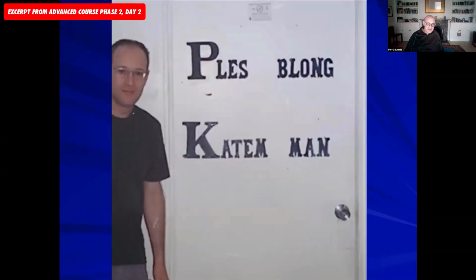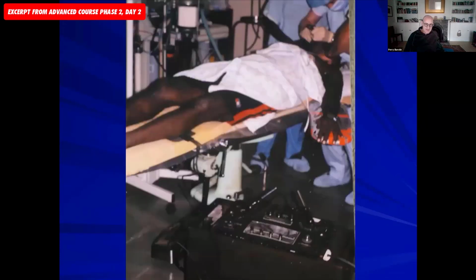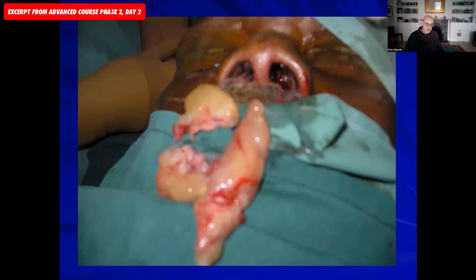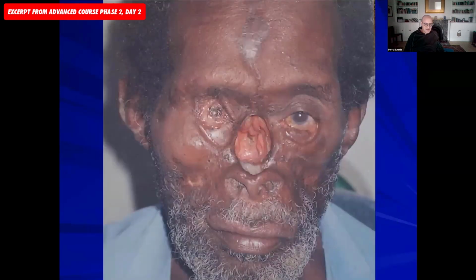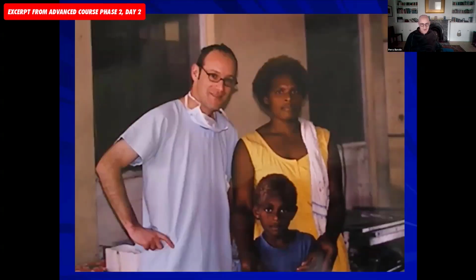Place belongs to the cutter man, is place belongs to the surgeon. That's the door of the operating theatre. These are the antiquated diathermy units that we were using 18 years ago. This is someone with big polyps that are coming out their nose. This is a guy with yaws, which is a treponemal infection that's eaten away his nose.